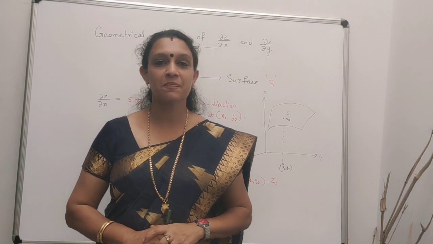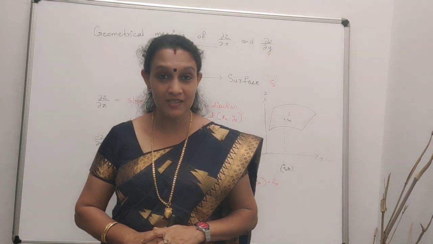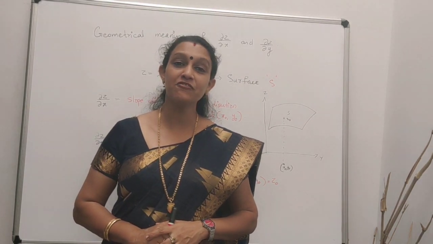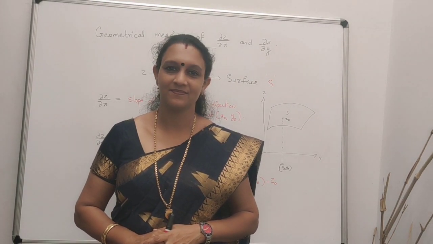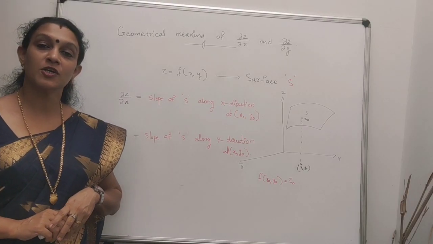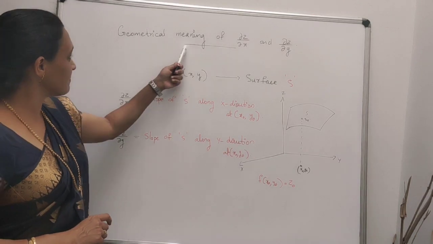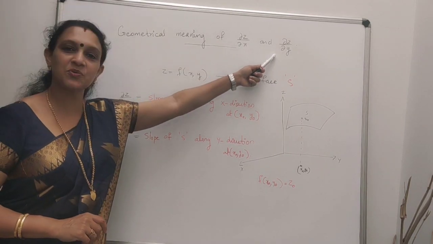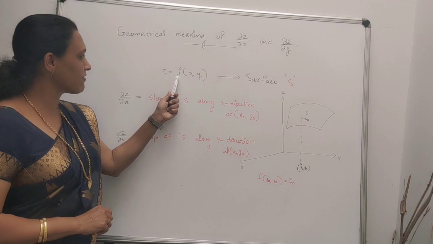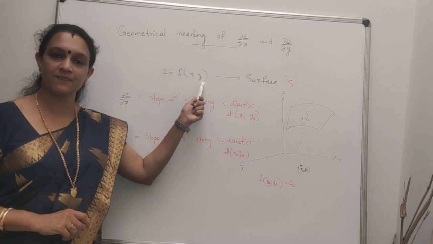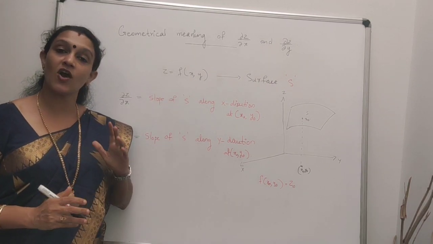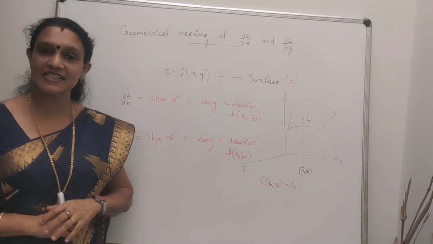I am continuing with partial derivatives and today I will be discussing the geometrical meaning of partial derivative. What is the geometrical meaning of ∂z/∂x and ∂z/∂y? You consider the function z = f(x, y). z = f(x, y) always represents a surface in space.